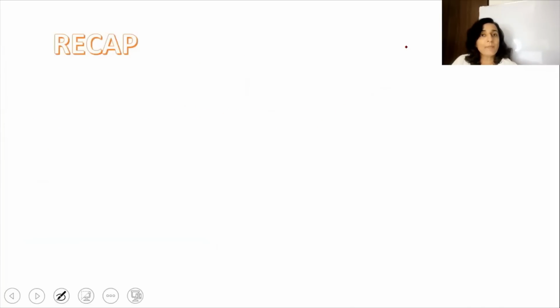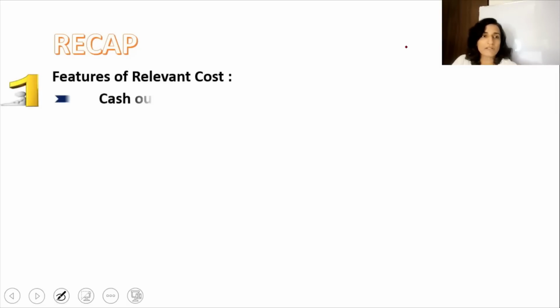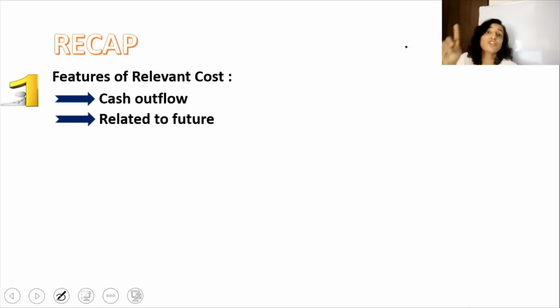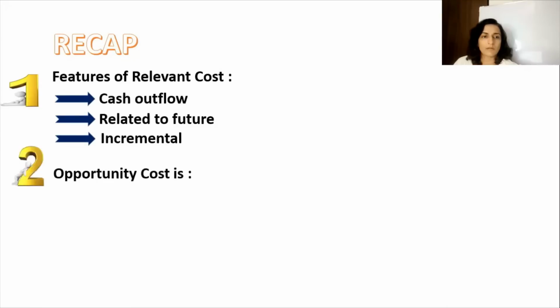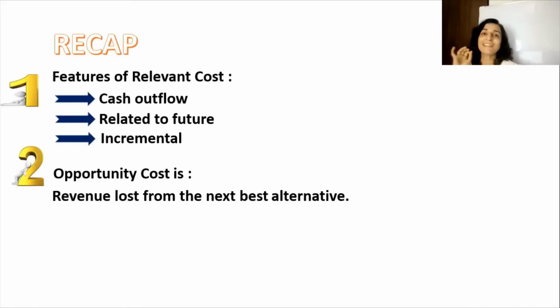So we will have a quick recap of what we studied in the introductory class of relevant costing. Point number one, what are the features of relevant cost? First, there should be a cash outflow. That is, physically the cash should go out of your hands. Second feature, it should be related to the future. It should not be a past cost. It should not be a sunk cost. It should always be related to the future. Third point, it should be incremental. What do you mean by incremental? It should be an additional expense. Opportunity cost is the revenue lost from the next best alternative.